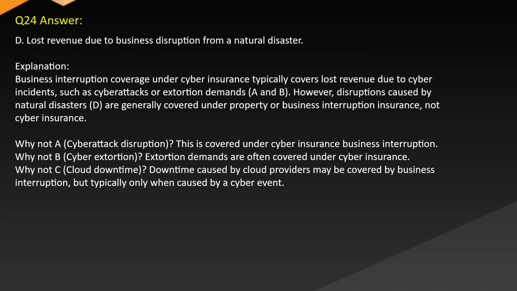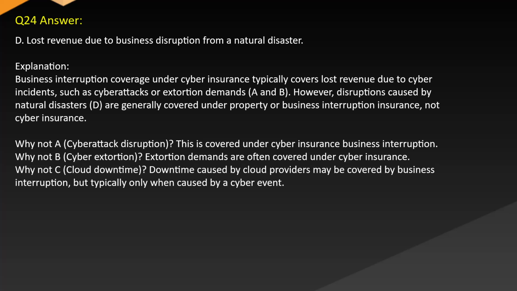Answer D. Lost revenue due to business disruption from a natural disaster. Explanation. Business interruption coverage under cyber insurance typically covers lost revenue due to cyber incidents such as cyber attacks (A) or extortion demands (B). However, disruptions caused by natural disasters (D) are generally covered under property or business interruption insurance, not cyber insurance.